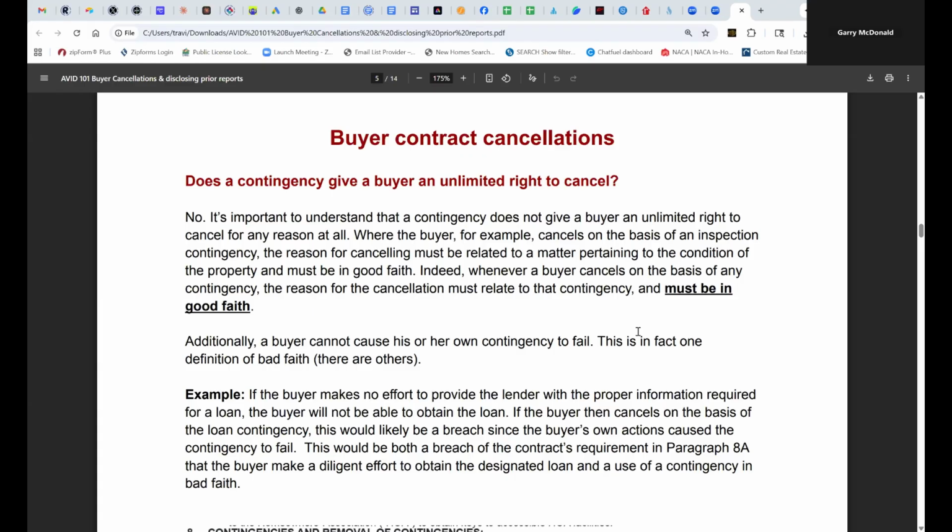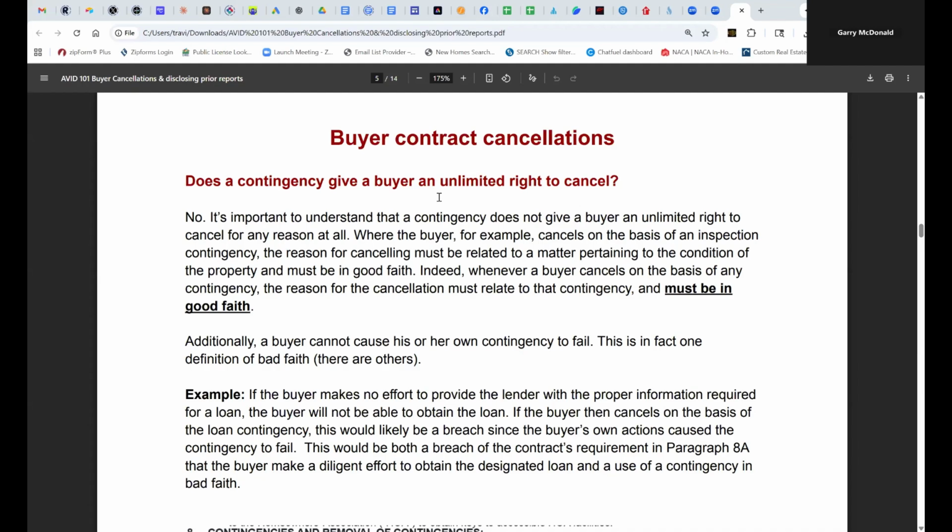We got it rectified, but you don't ever want to say stuff like that. That is not a reason for cancellation. Well, it could be a reason, but it's not a reason provided by the RPA to use contingency and be entitled to your earnest money back. So we don't want to say stuff like that. Let's do a quick refresher.